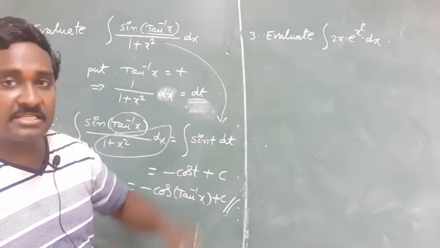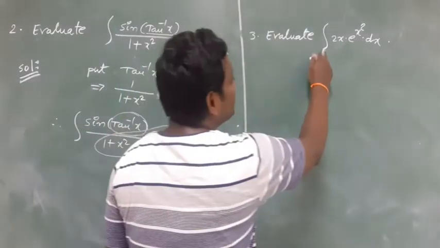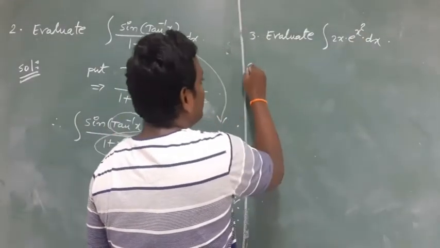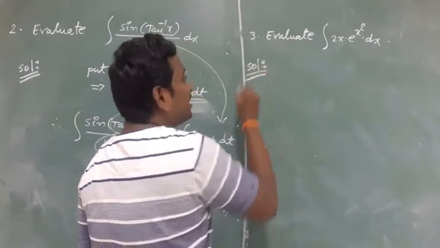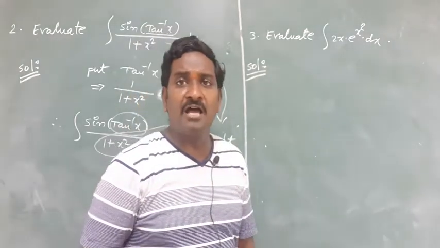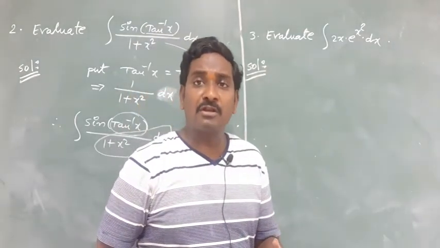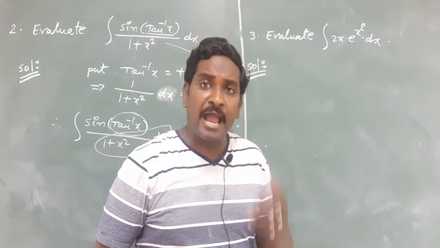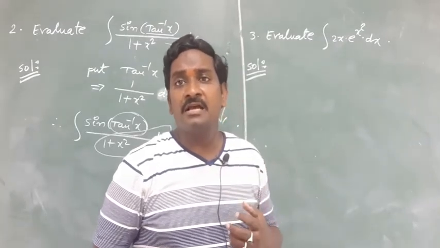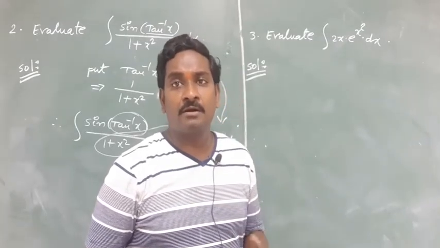See the next example. Evaluate integration of 2x into e power x square. Just by seeing it, by eye contact, you can easily identify the substitution. If you have knowledge of differentiation, just by eye contact you can easily understand what the substitution is here.